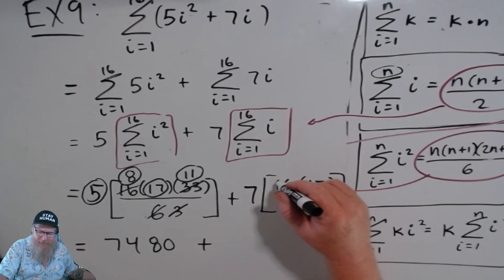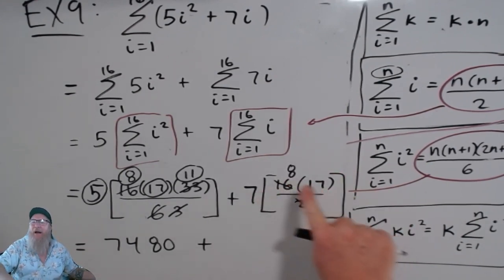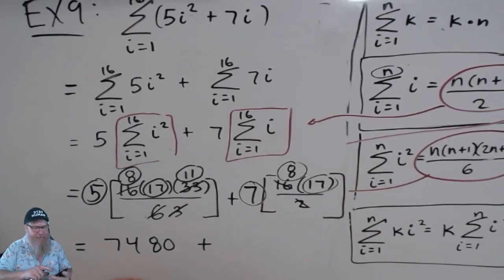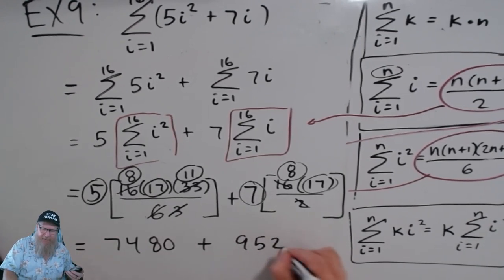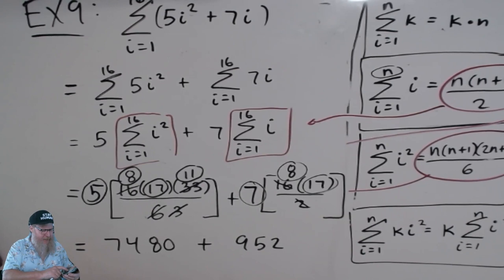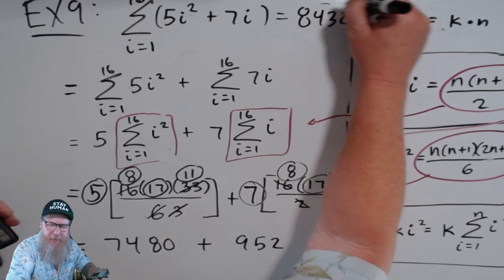All right, how about this one? 16 divided by 2, that's just going to be 8. So now I only have to multiply 7 times 8 times 17. That's 952. And now I only have to add one pair of numbers, 952 plus 7480. And the answer is 8,432.